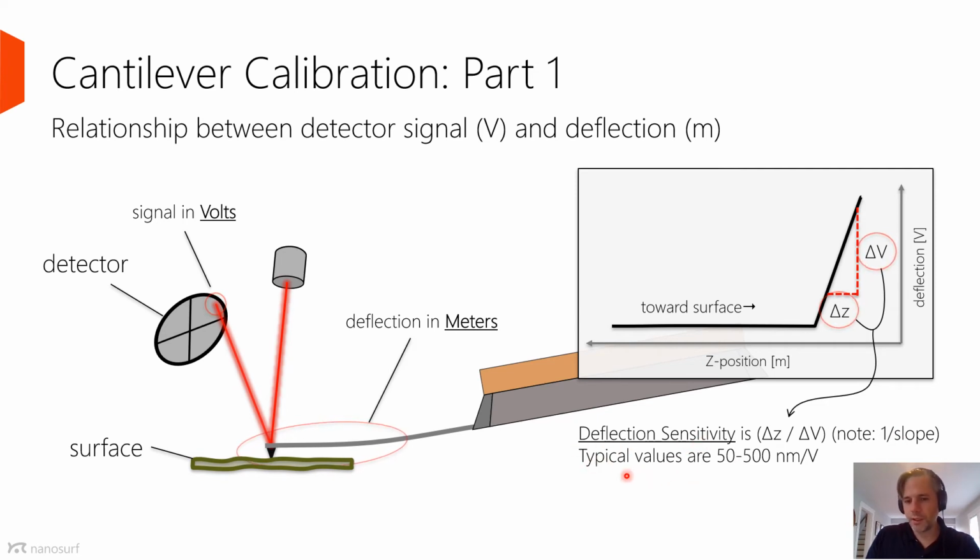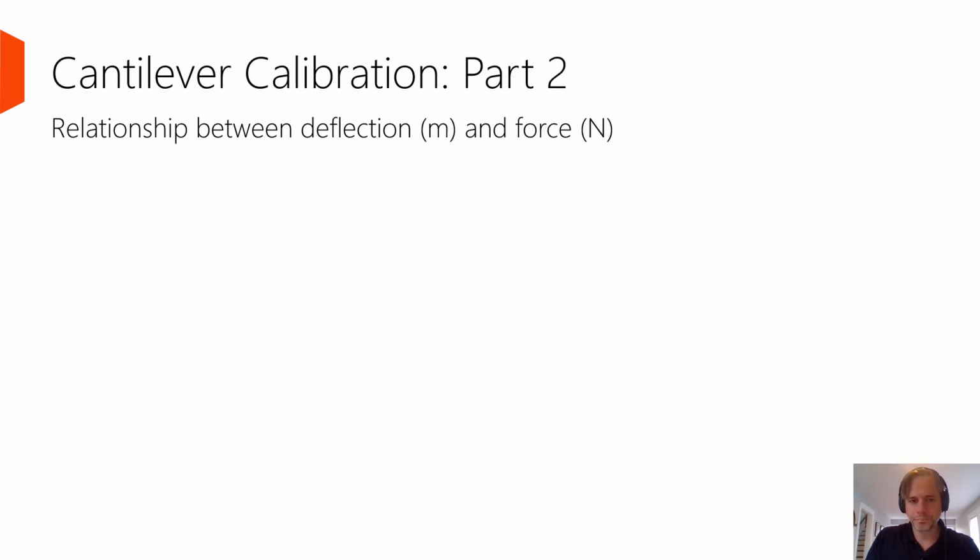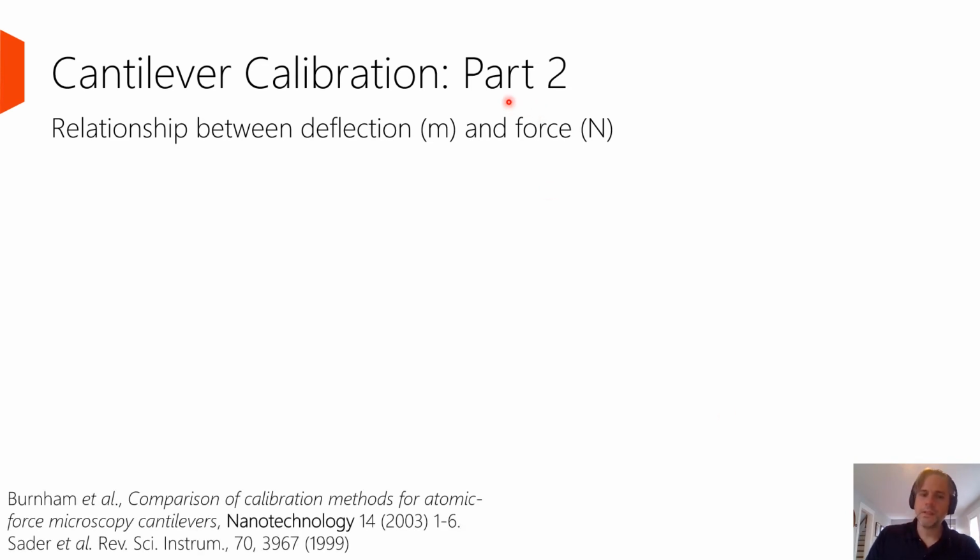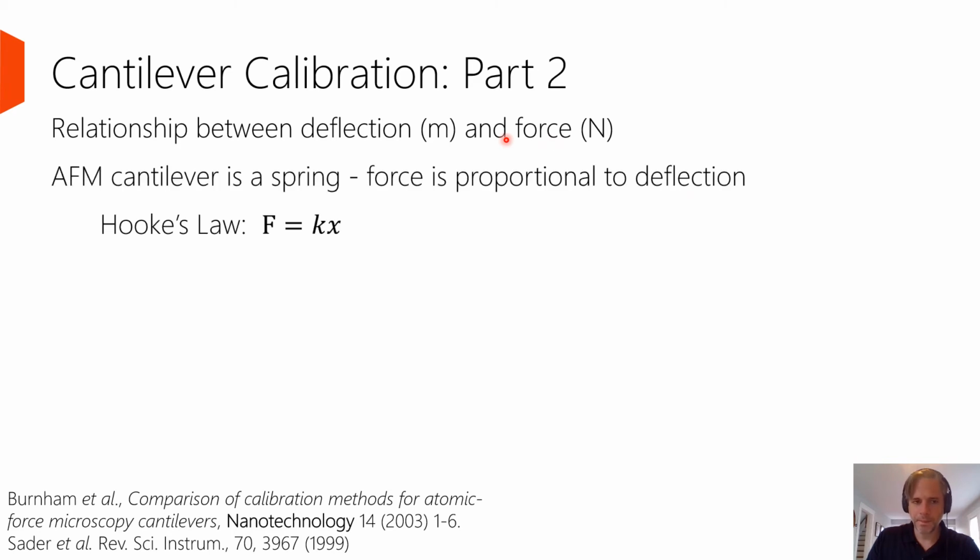So for most cantilevers, expect values between 50 and 500 nanometers per volt. The second calibration we have to do is of the relationship between the actual deflection and the force of the cantilever. We want to measure actual force at the end. To do this, we have to remember that the AFM cantilever is a spring, meaning the force is proportional to deflection.